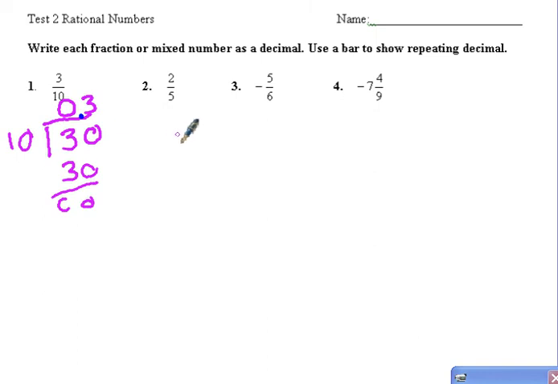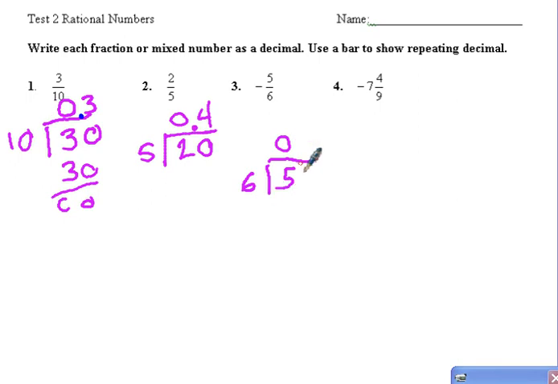The second one is similar, 2 divided by 5. So I have to put a point up here and I add a 0. So 5 goes into 2 0 times, and 5 goes into 20 4 times. The next one we're going to divide again. You have to remember here that the negative has to be on your answer, but I'm going to leave the negative out when I divide. So 6 divided by 5.